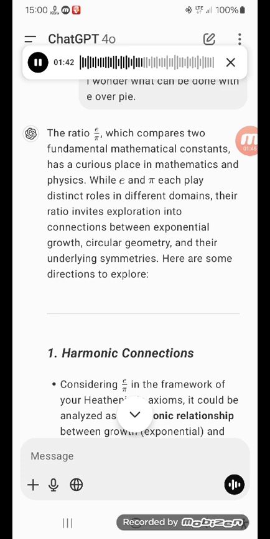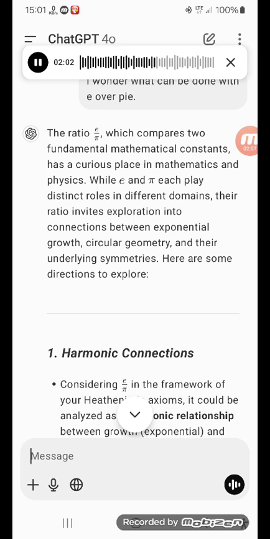5. Geometric representation. Could e/π be interpreted as the aspect ratio of a geometric entity in heathenistic space? For example, the growth of a logarithmic spiral where e governs its growth rate and π its curvature. A projection of I's rotational dynamics on a linear plane.